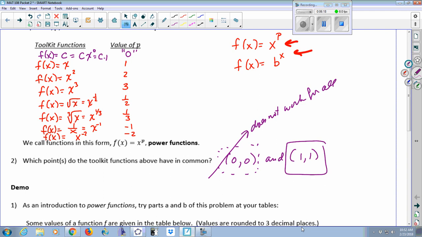What about (1, 1)? Does that work for all of them? Except for the constant. Because what's true about a constant function? No matter what you put in for x, your output's whatever that constant is.